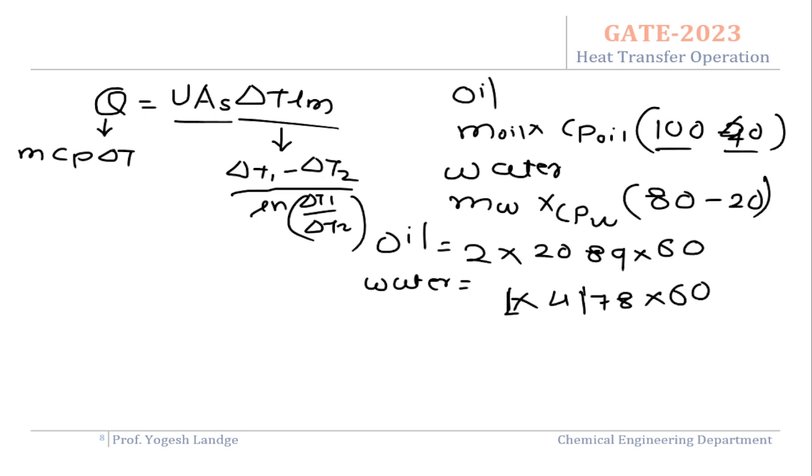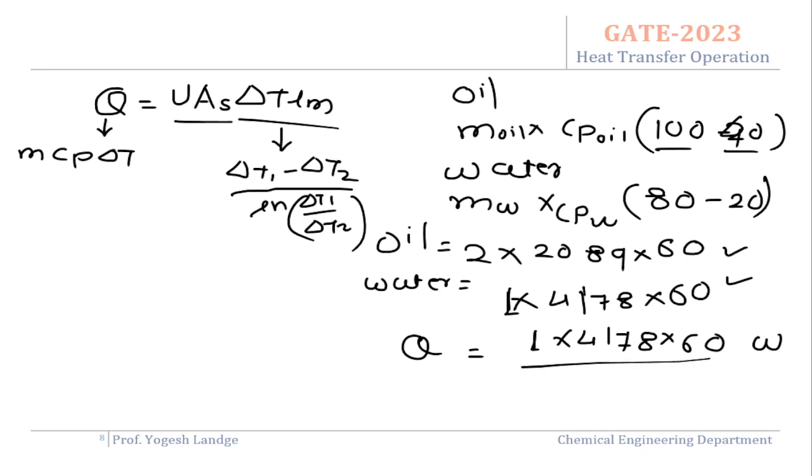If I do the calculations, again I get the same value of Q. Here I'm not interested in calculating the value of Q, because again I can write it in terms of water. So I just write 1 into 4178 into 60. That will be the value of Q. Rather than calculating this, I just put it as it is, because later on I will tell you why I'm doing this. So the value of Q that we got is this one. This is another answer for me.